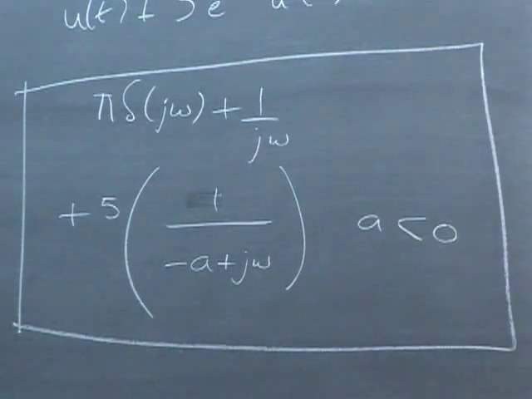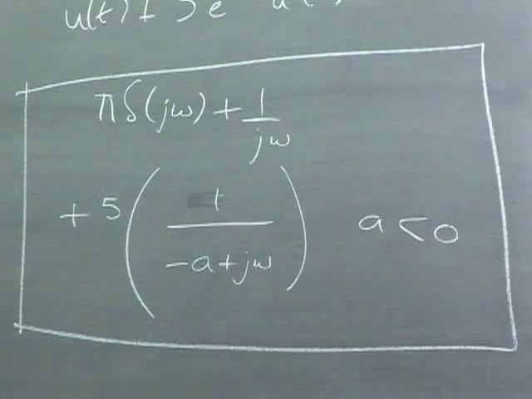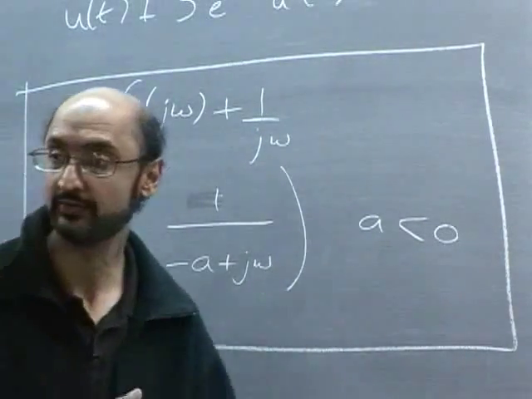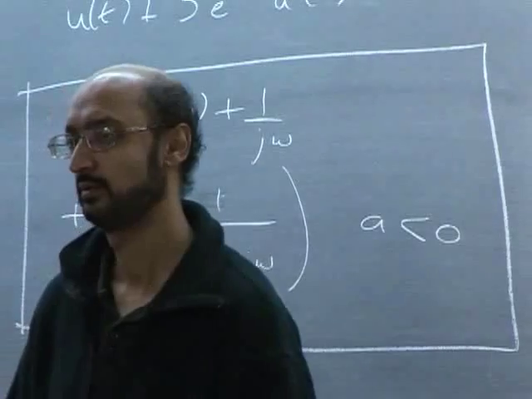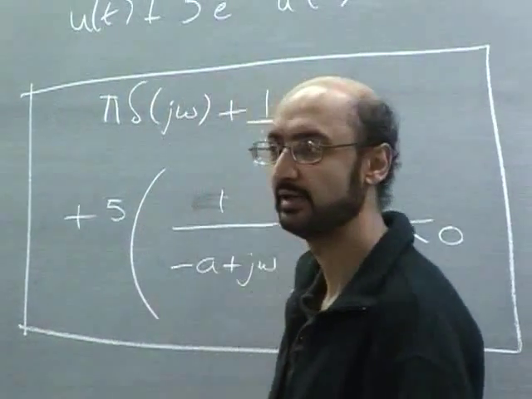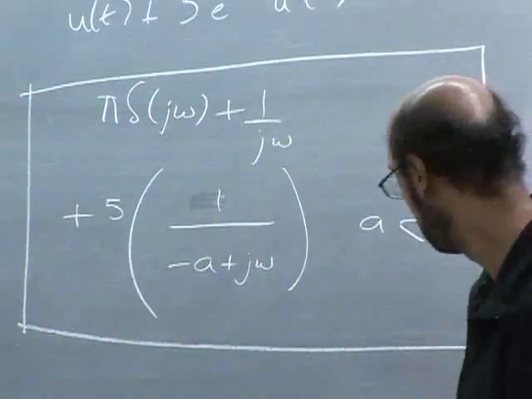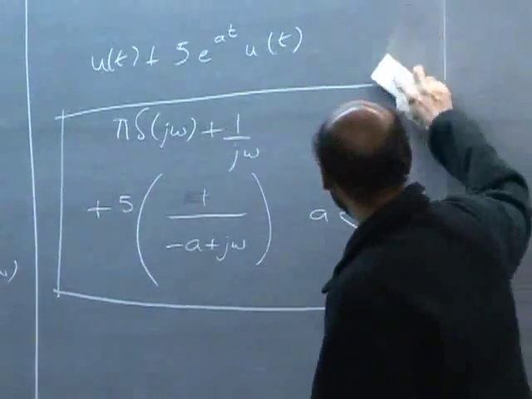Okay, so hopefully you can grade that one. Any questions about this? This should be basically a straightforward application of the Fourier transform table.